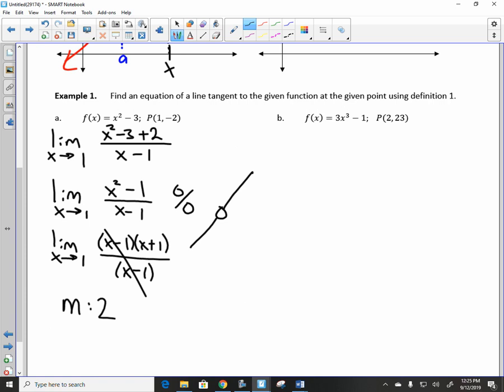Next one, you help me set it up. Limit what? X approaches 2 of 3x cubed minus 1 minus 23 all over.